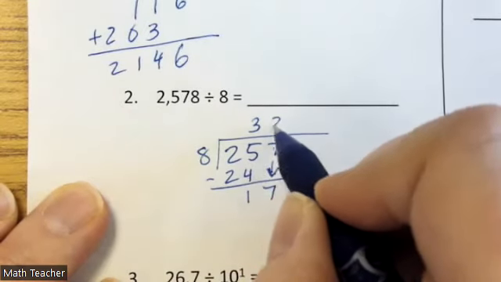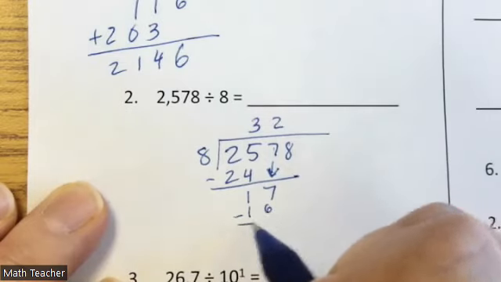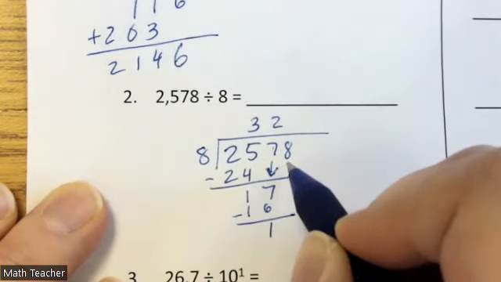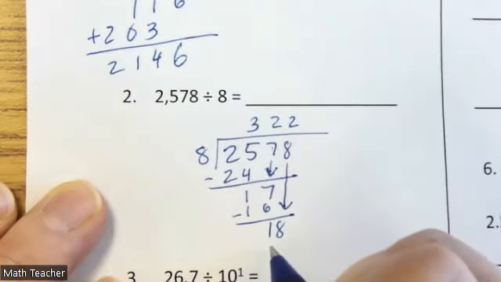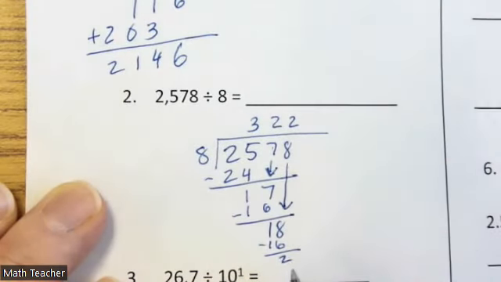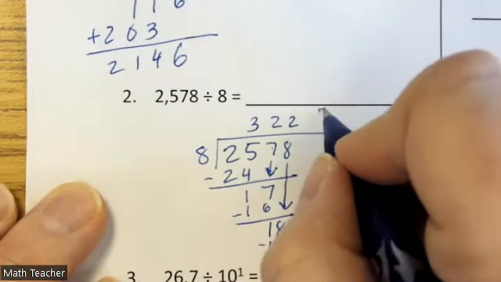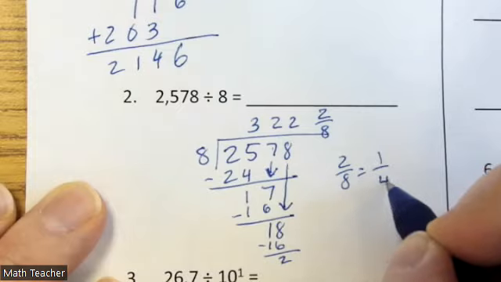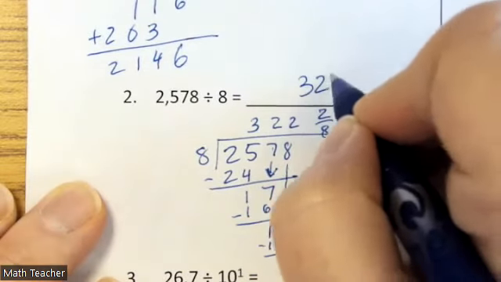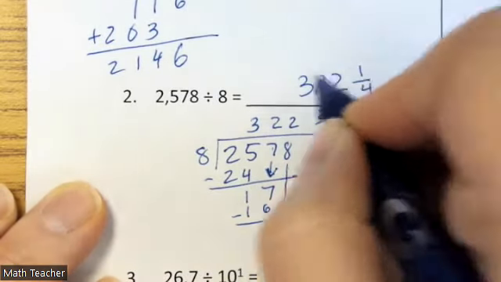8 can go into 17 2 times. 2 times 8 is 16. Subtract, and we get 1. Bring down the 8. 8 can go into 18 2 times. 2 times 8 is 16. We used to say remainder 2, but now we say 2 out of 8. And we know 2 eighths can simplify to 1/4. So our answer is 322 and 1/4.